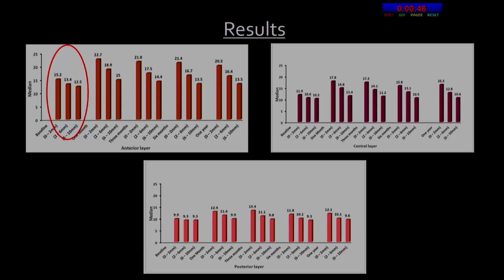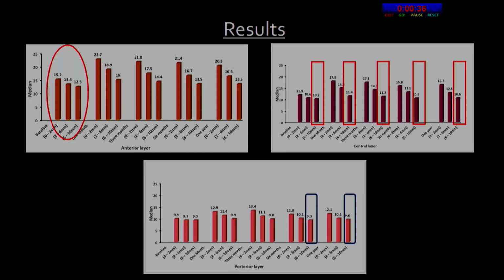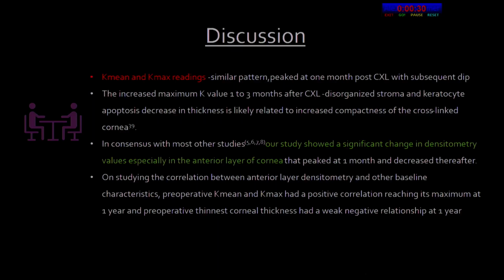In central layer densitometry, compared to the baseline, the changes were seen in every layer, every zone except for the 6 to 10 mm zone. In case of posterior layer, significant changes were seen except for the 6 to 10 mm zone at 6 and 12 months.